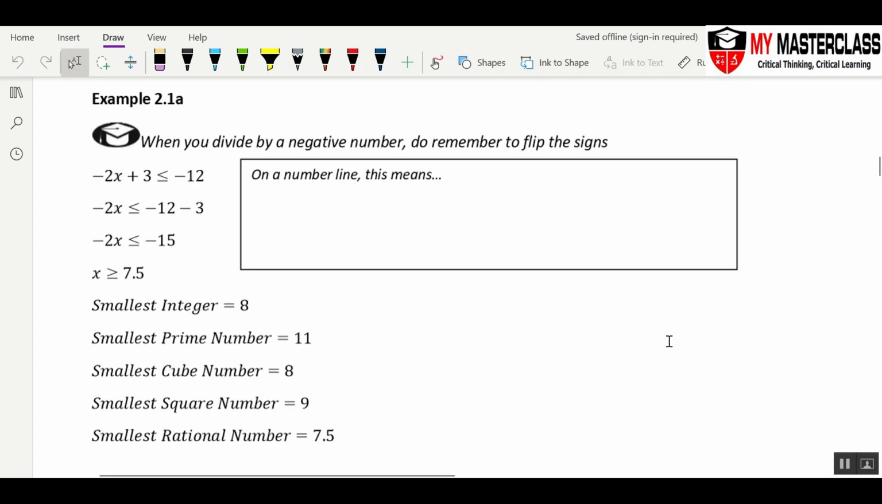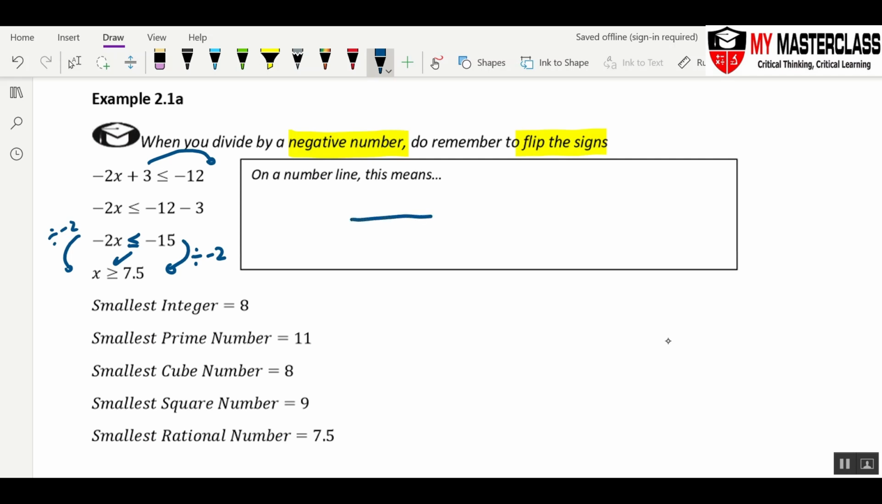Let's recall some important concepts before we continue to the two main applications of advanced linear inequalities. When you divide by a negative number, do remember to flip the sign. So let's say you are told to solve this inequality. I bring negative 3 plus 3 over, and then I will get negative 2x is smaller equals to negative 15. I want it to be x, so I have to divide by negative 2. When I divide by negative 2, can you see the sign flips. It becomes x greater equals to 7.5.